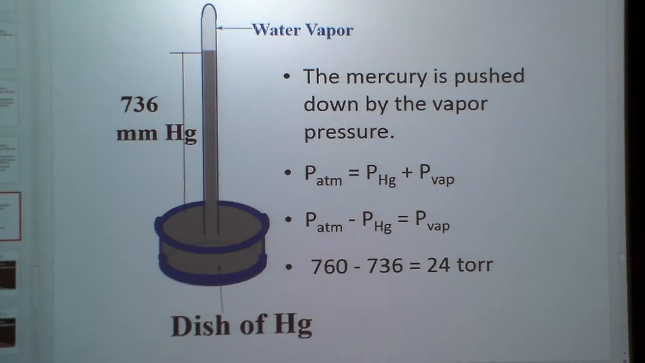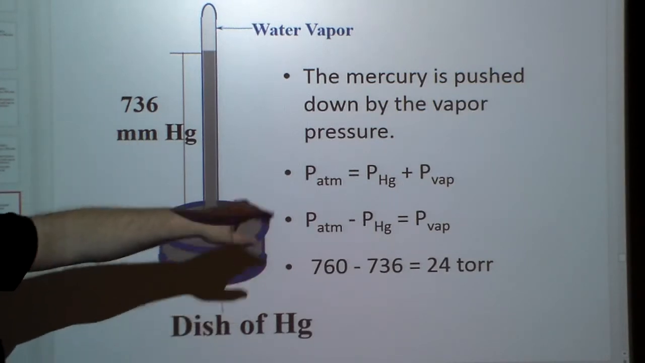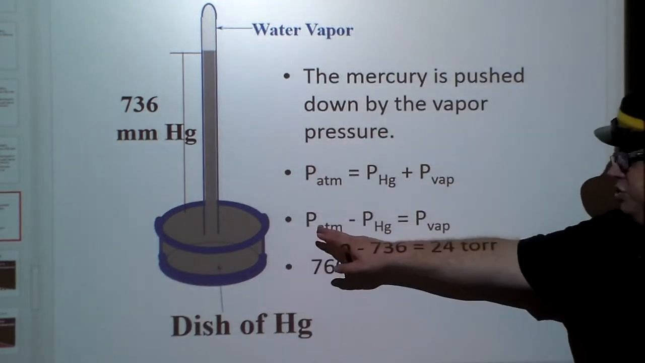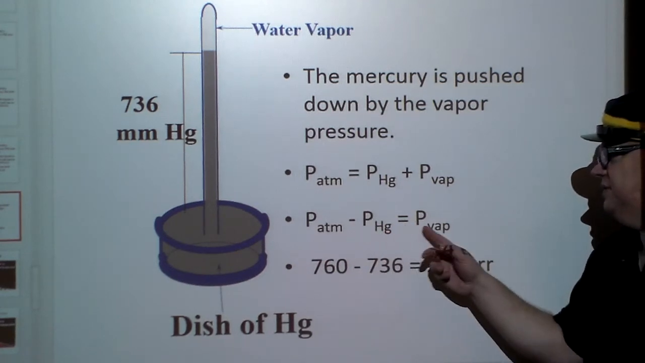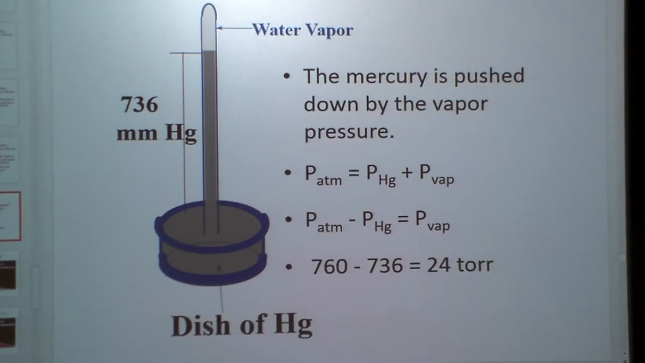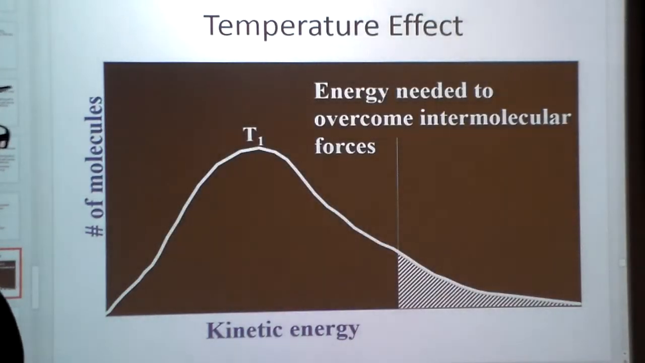So what I mentioned to you earlier, when I was asking you guys the questions, that was just plain old air. If you inject something that's volatile, like water, water can evaporate. It's just alcohols are easier to do that. All right. So the mercury gets pushed down by the vapor pressure down to 736 millimeters of mercury. So our atmosphere is equal to the pressure of the mercury plus the pressure of the vapor. So thus the pressure of the atmosphere minus the pressure of the mercury gives us the pressure of the vapor, and that's how we can find out the vapor pressure of a liquid at a certain temperature, effectively at sea level. Okay? Let's move on.